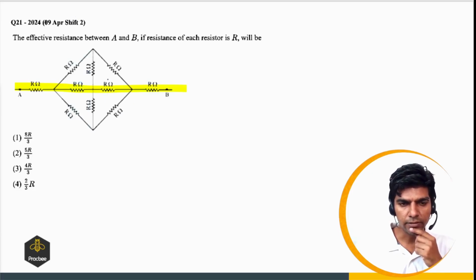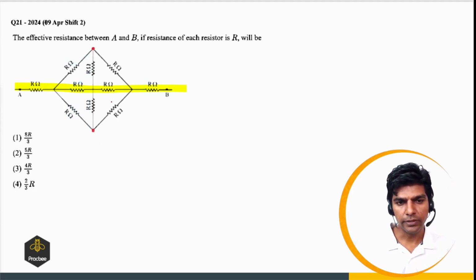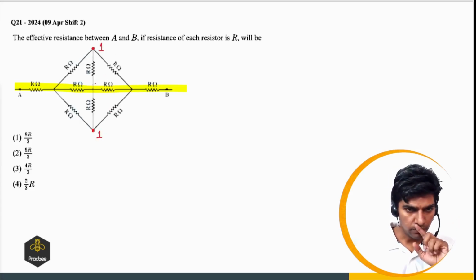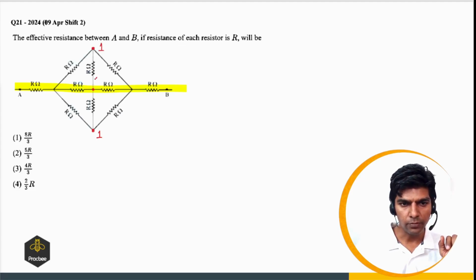So this is the axis, and so it means this point and this point, these 2 points will be equipotential, right? If this point is 1, this point is also 1, they will be having the same potential. Even this point will be having the same potential, right?